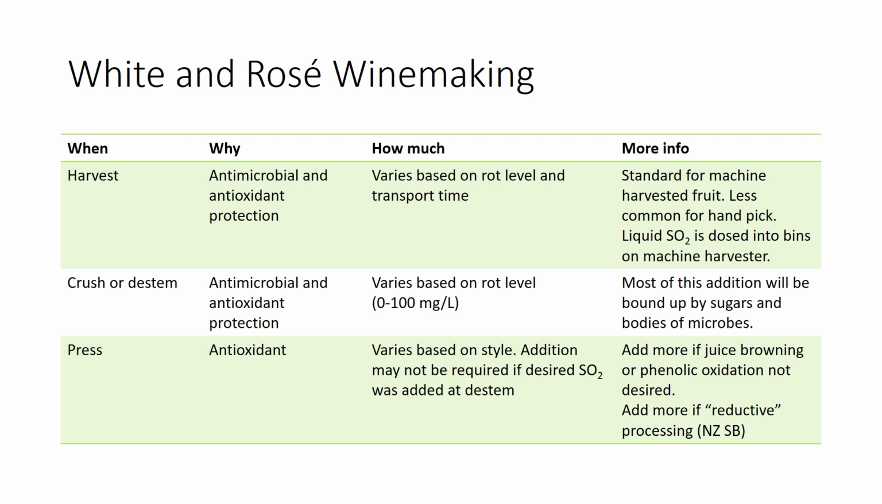We're adding SO2 at the press mainly for antioxidant reasons, and actually something that I forgot to include here is also anti-enzyme. So it's preventing those browning enzymes from working in our wine. The level that our winemaker would add here really varies based on style and variety. And an addition of sulfur dioxide at the press may not be required if they added a sufficient amount of sulfur dioxide directly before the press during the crushing process of the fruit. So we would add more if we wanted to inhibit juice browning and phenolic oxidation.